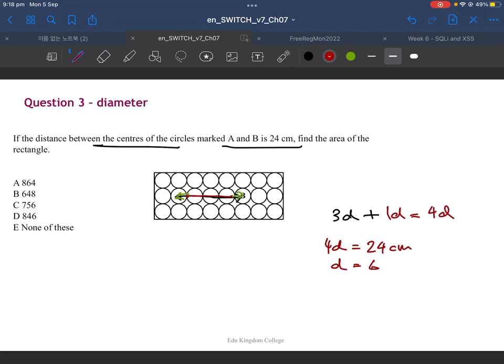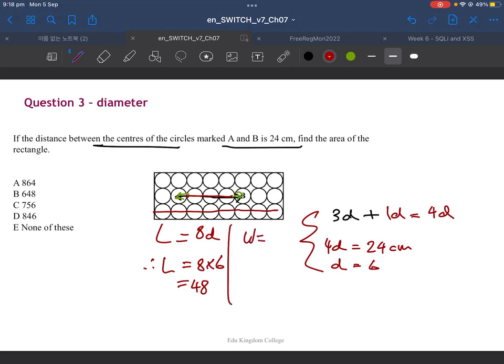Great. Let's look at the next part of this question. Find the area of the rectangle. Okay, if we know the diameter of one circle is 6 centimeters, and there are, how many? 8 circles, or 8 diameters, you can think of it as your length, then length is 8 times 6, okay? So I'm using this knowledge here. 8 times 6 is 48 centimeters. Great. How about the width?